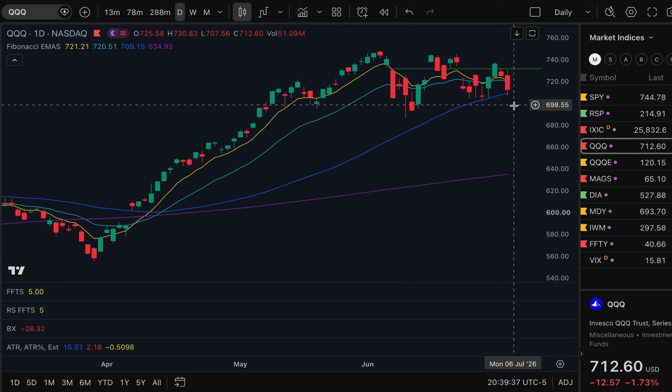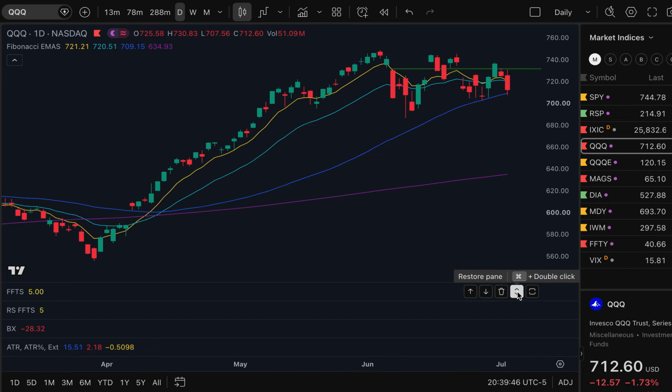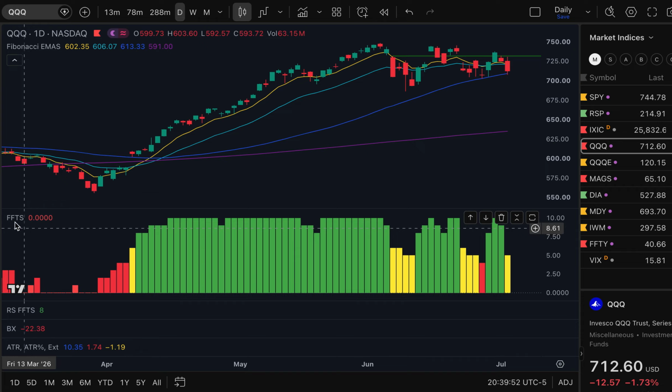Just looking at the price chart with the moving averages, you can get some idea of the trend. But to further measure the trend as I need it for my trading style, I've created this indicator that I'm calling FFTS. This is the Fast Fib Trend Stack. It's a histogram value from 0 to 10, and 10 means that you're in a strong uptrend.